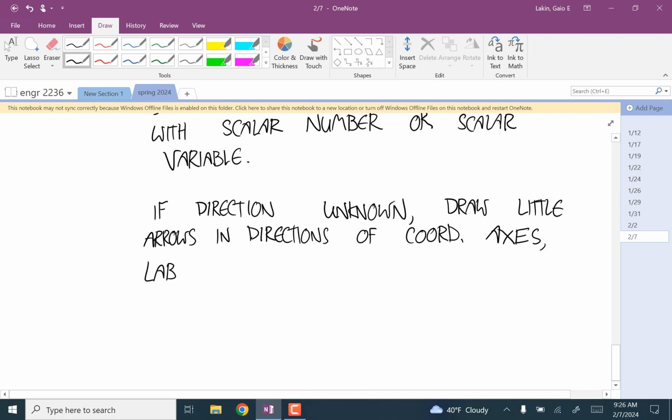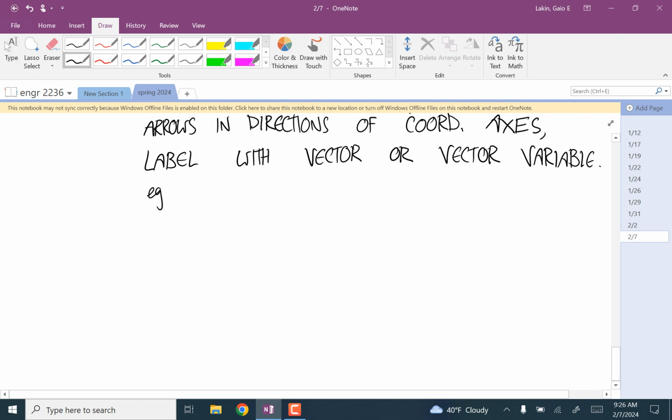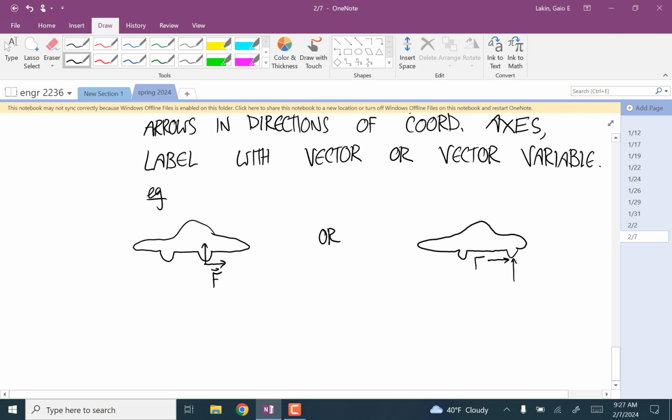And label it with a vector or a vector variable. Okay, so for example, for this unknown direction thing, say that you're isolating this car. Looks like the Jetsons car. You can do it like this. This is how I tend to do it. Or a lot of people do it like this. Okay.